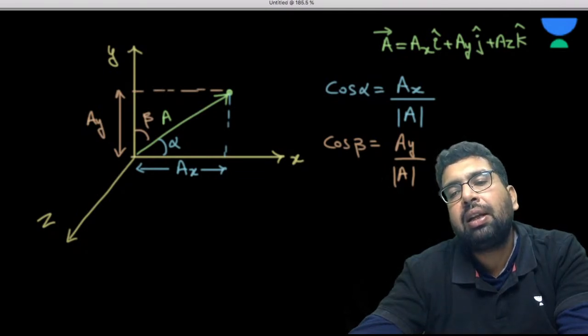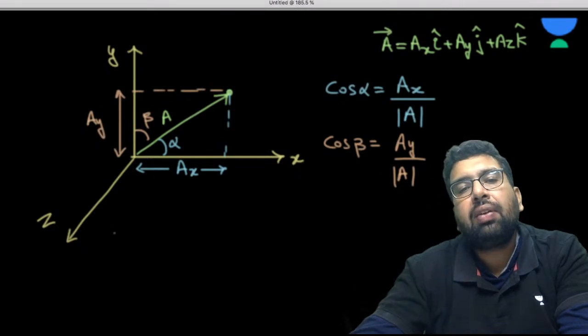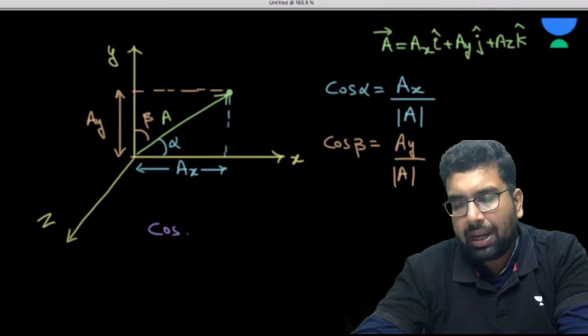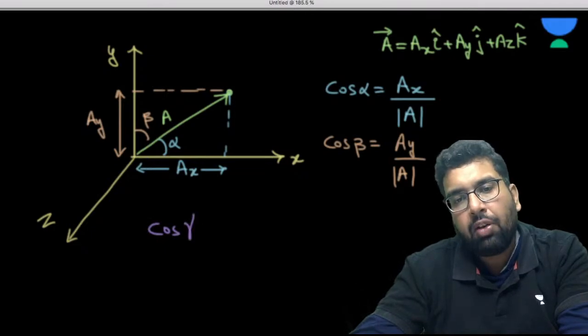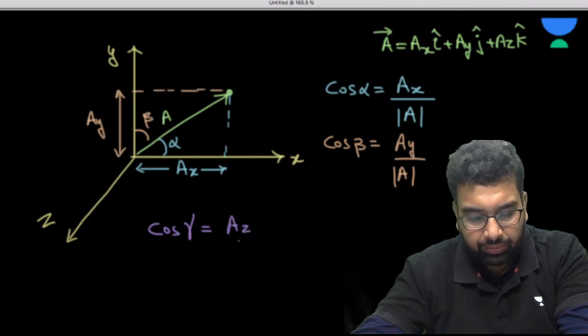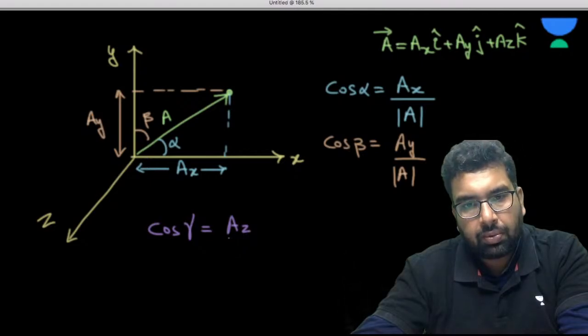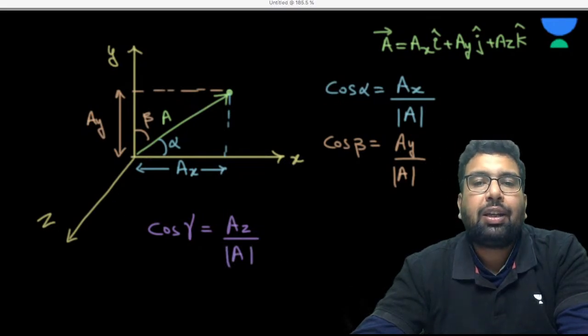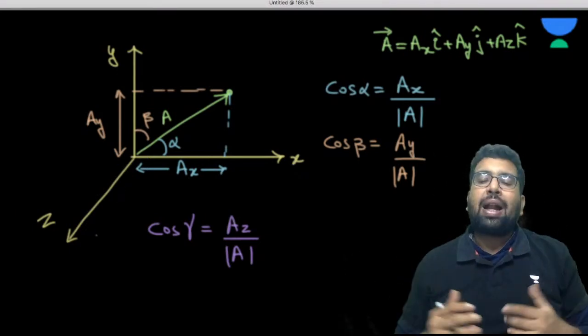And similarly, sir, if we want to see from Z, let's suppose this makes an angle of gamma with the Z axis. So it will become AZ upon A vector in the same pattern, isn't it? Isn't it? You must have observed a pattern.